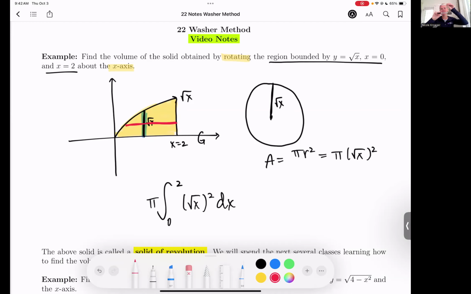Okay, so this thing that we created here is called a solid of revolution, and we're going to talk about finding volumes of solids of revolution over the next couple of class periods. So let's just jump into another example here.